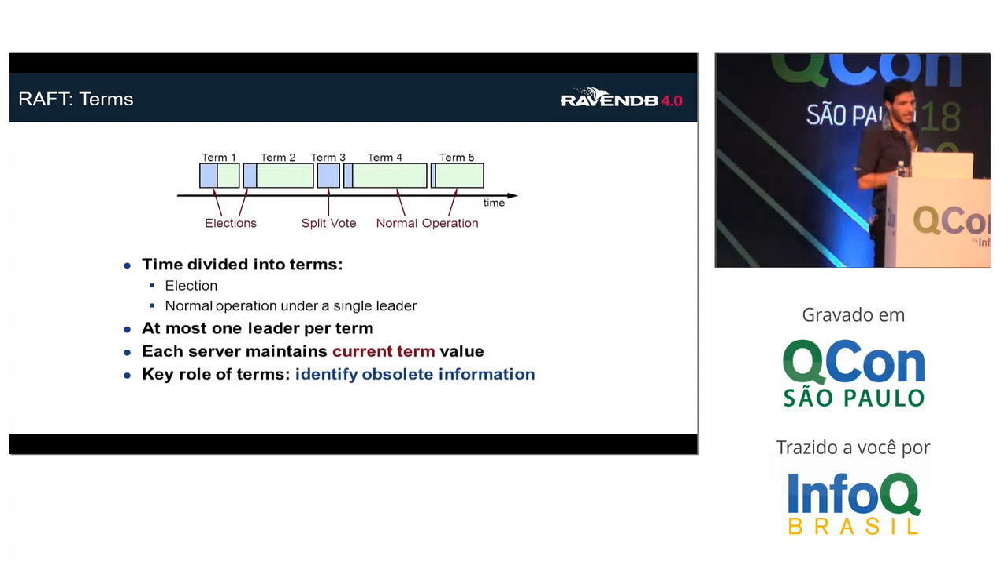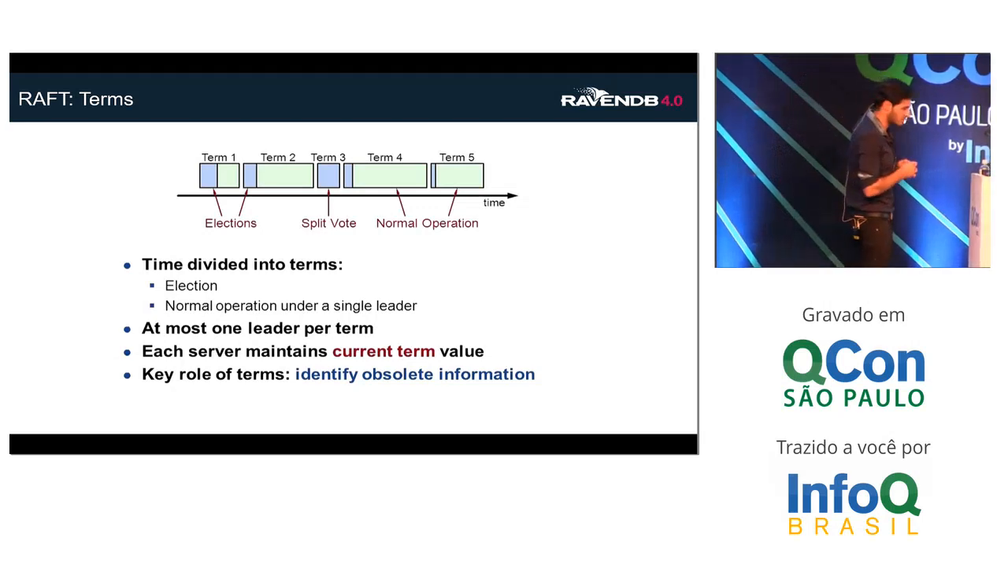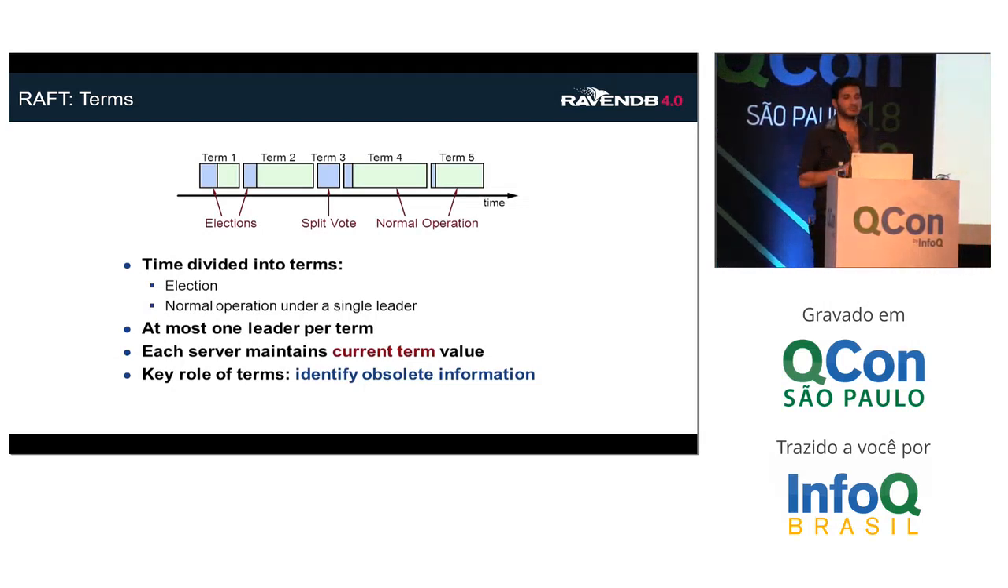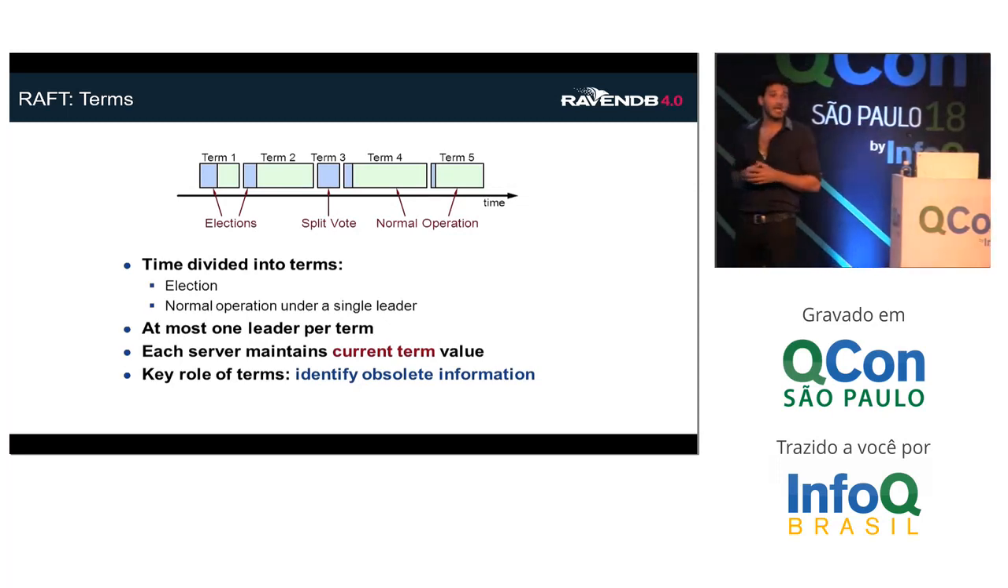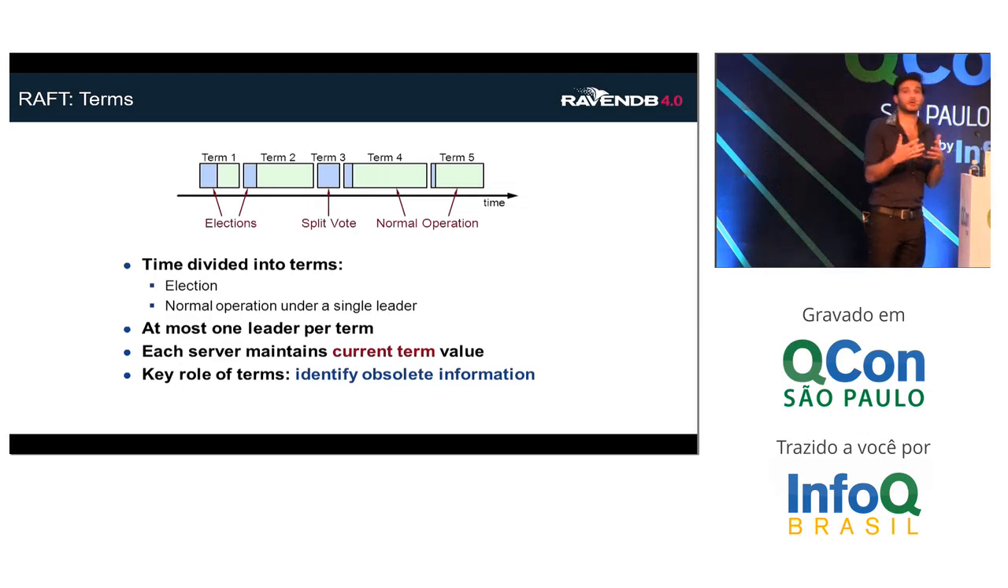Now, another key role of the terms is to identify obsolete information. Sometimes a leader fails, and we choose a new leader and increase the term. Then the old leader becomes available again, and he sends a message to the nodes in the cluster that says, hey, I'm here, but this is my term. This is my information that I want to give you.